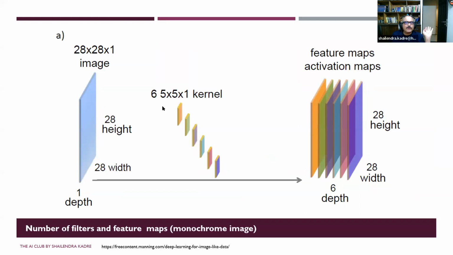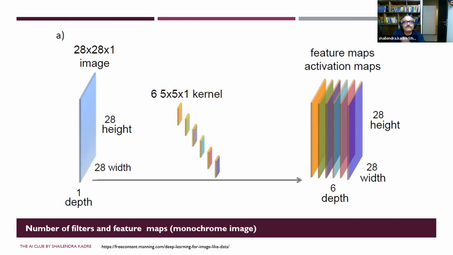Now here, one image is there, a black and white monochrome image, 28 pixels in height and 28 pixels in width. Single channel. Why single channel? Because it is black and white. I am convolving it with 6 filters. You see here 6 filters are shown in different colors. Each filter size is 5 by 5, 5 width, 5 height, and depth 1. Why depth 1? Because it is a single-channel filter we are using. So how many feature maps will we get? We'll get 6 feature maps, which are shown on the right-hand side.